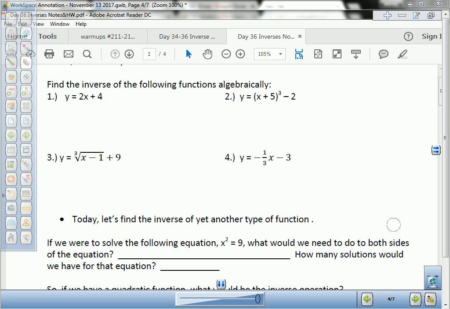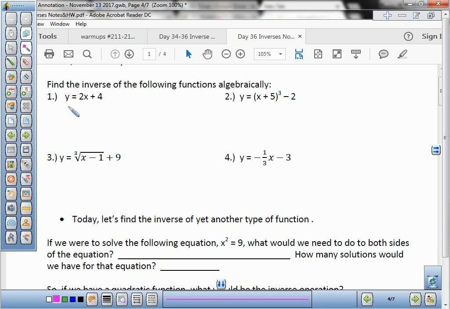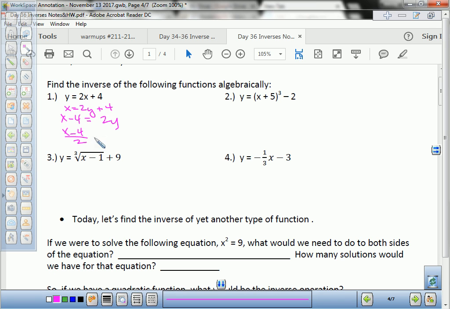Okay, so if we look at the first one, it is just a line. And our steps for finding the inverse are the same no matter what the function is. So even though it's just a line, step 1 is to switch the x and y and solve for y. So we move the 4 over and we divide by 2. So the inverse, denoted with the little inverse symbol, is x minus 4 all over 2.